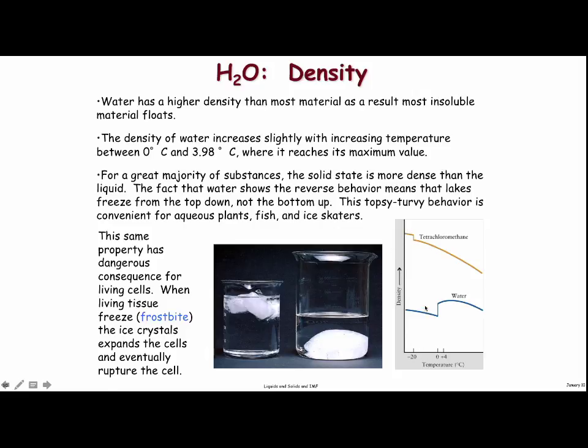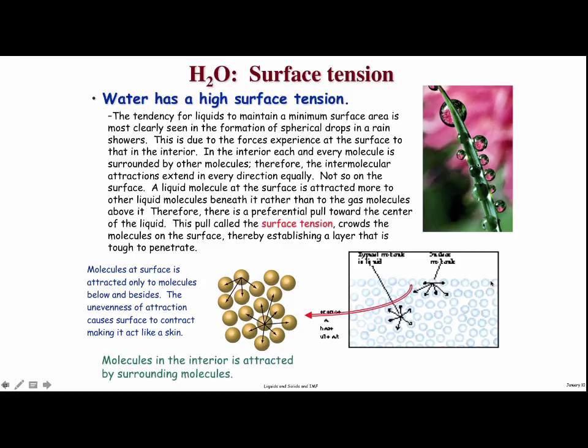Here is a graph of the density versus temperature. For water, the density is low for the solid. Once you get it to a liquid state, its density becomes higher. For carbon tetrachloride, in the solid state, the density is much higher than its liquid state. The surface tension for water, because of hydrogen bonding, is also very high.